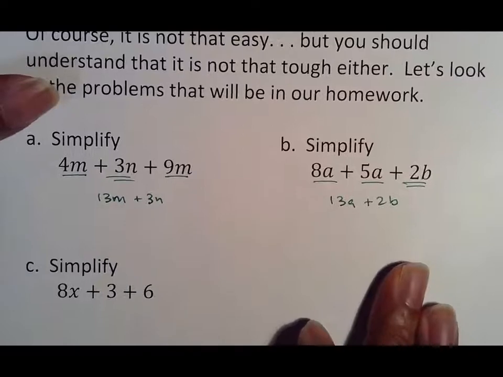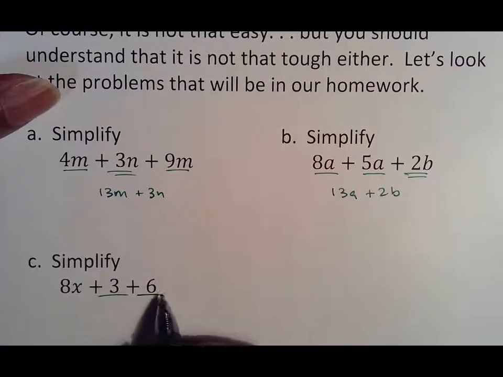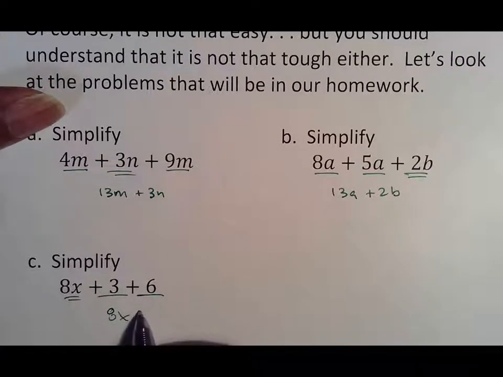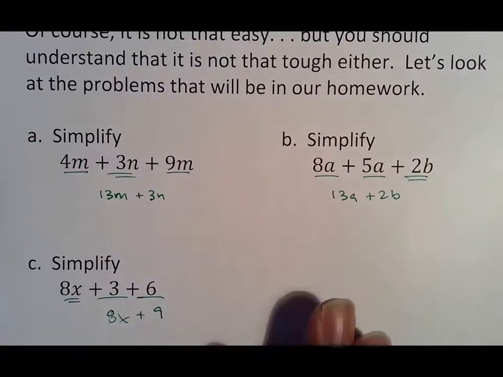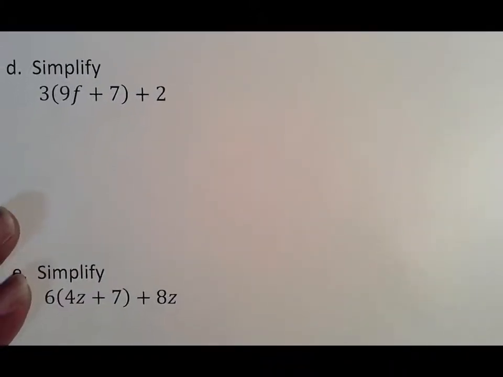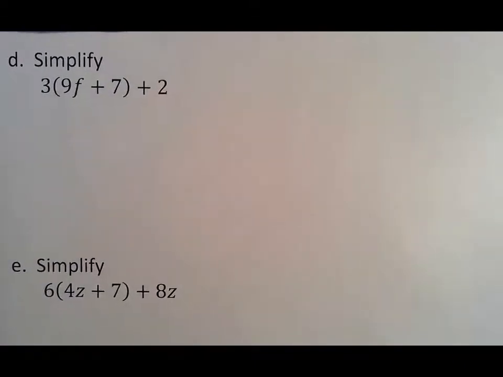You even have some where they have constants, which is a number without a variable. So 8x has nothing to go with, but 3 and 6 can both go together. So bring down your 8x. 3 and 6 make 9. That would be it. Alright, so that's all you're doing when you combine like terms, is taking the two things that can go together, or 3 or 4 if there's more, and then combine them together and write them in the simplest way.